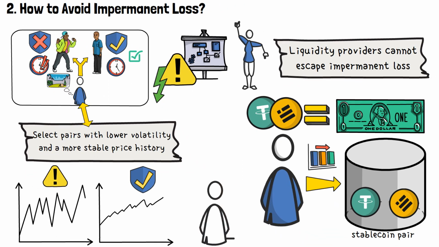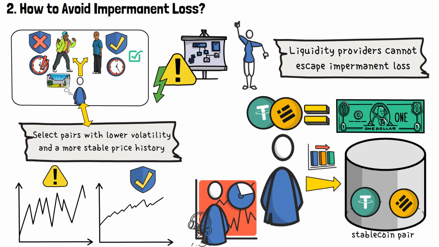Managing impermanent loss also involves closely monitoring the market and knowing when to adjust or withdraw the provided liquidity. Since the value of deposited assets in a liquidity pool is very much affected by market fluctuations, liquidity providers need to be aware of potential changes in asset prices and be prepared to act accordingly to optimize their returns.